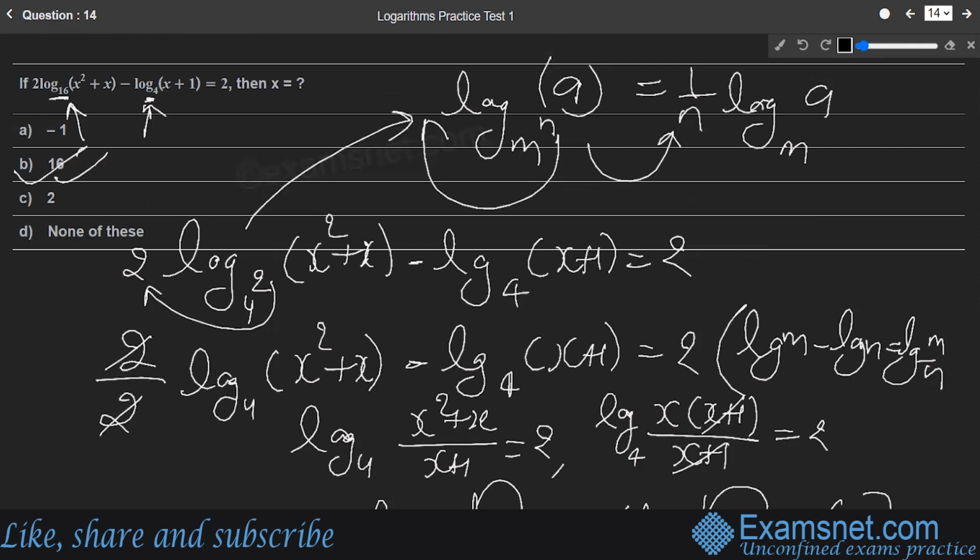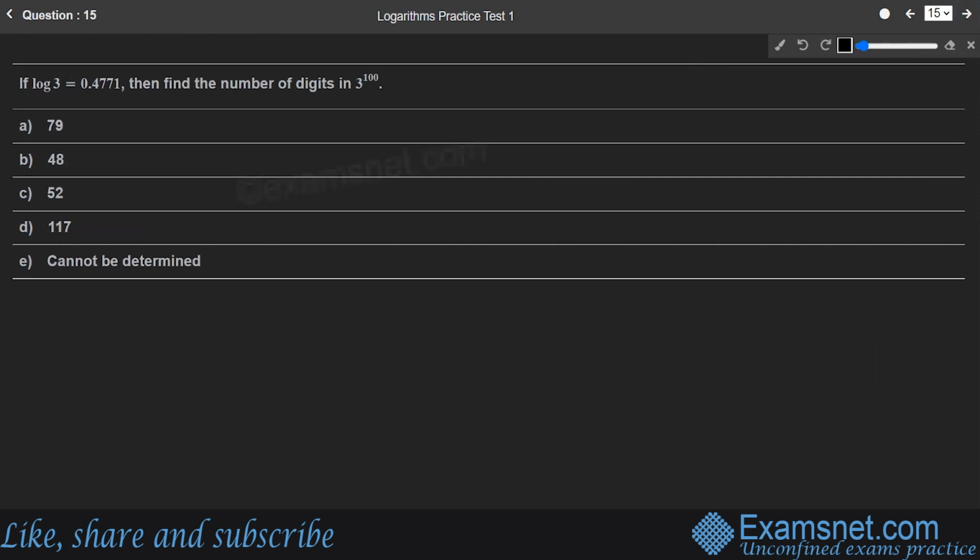Okay. Next, log base 10 of 3 is given to be 0.4771. Then find the number of digits in 3 to the power 100. Okay. For this, there can be a method. Let us assume, first of all, we do what? We assume let x is equal to 3 to the power 100.